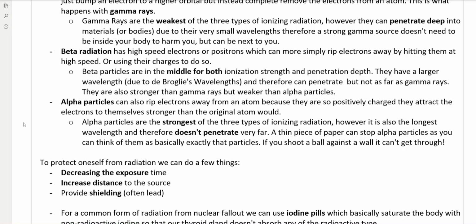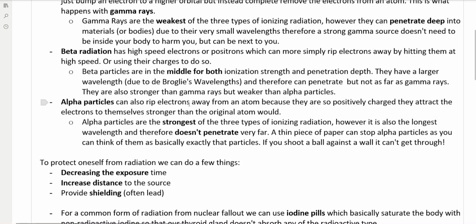And then alpha particles can also rip away electrons from an atom because they're so positively charged they can soak up electrons to make proper helium instead of just a positive helium nucleus, which is an alpha particle. So they don't penetrate very far because they're very big particles. Relatively speaking, they're still atoms, but they're atoms, not electrons. They're way bigger than beta radiation, and photons are even smaller.